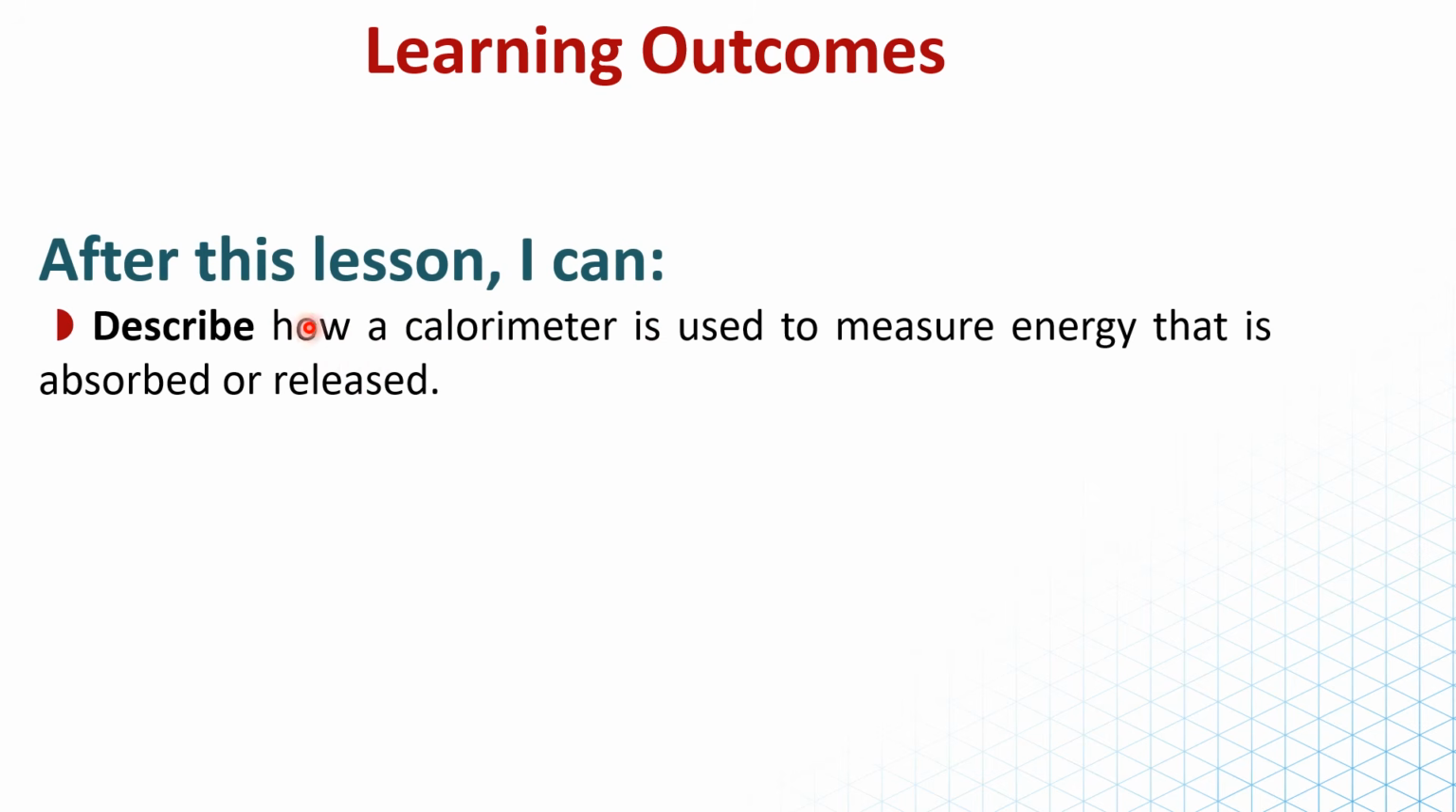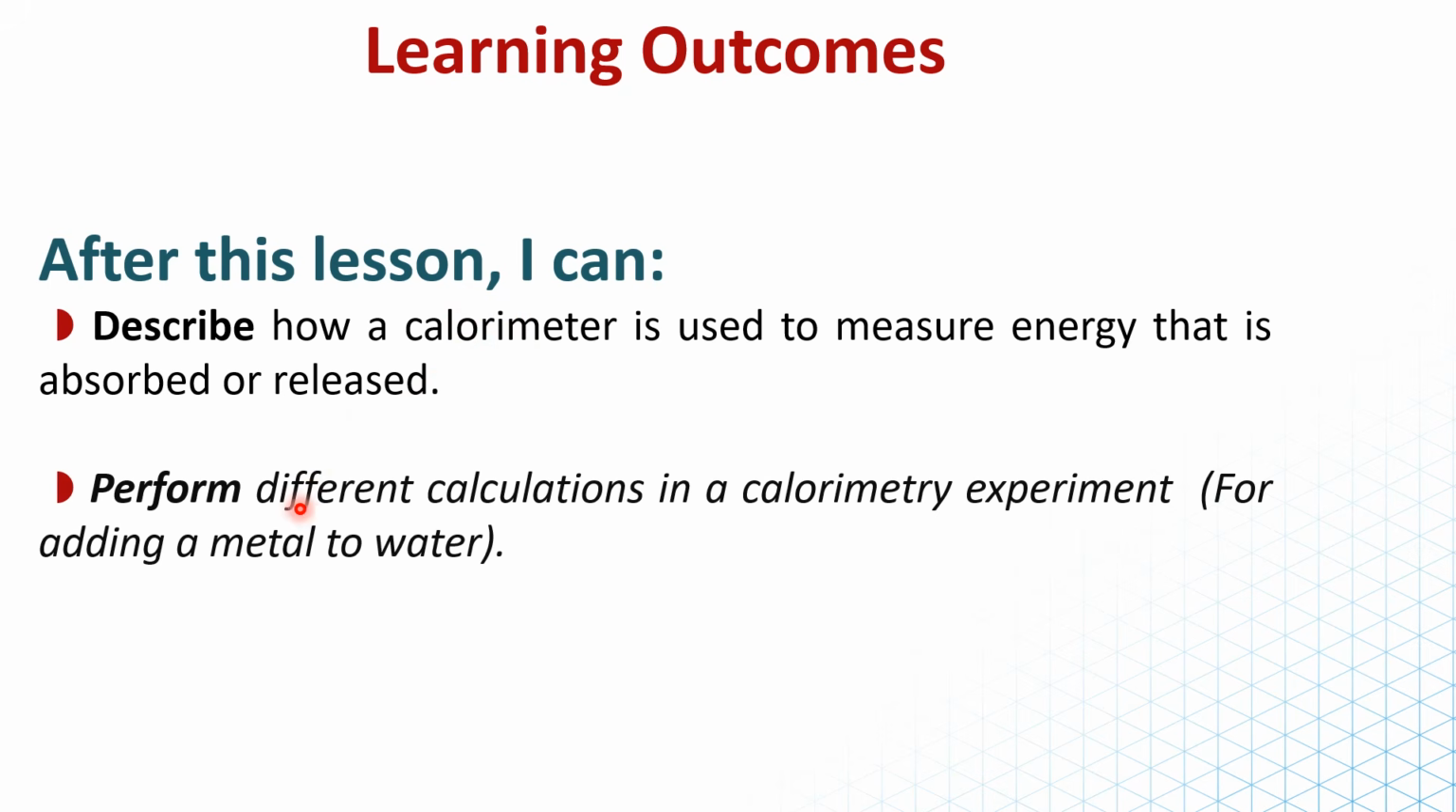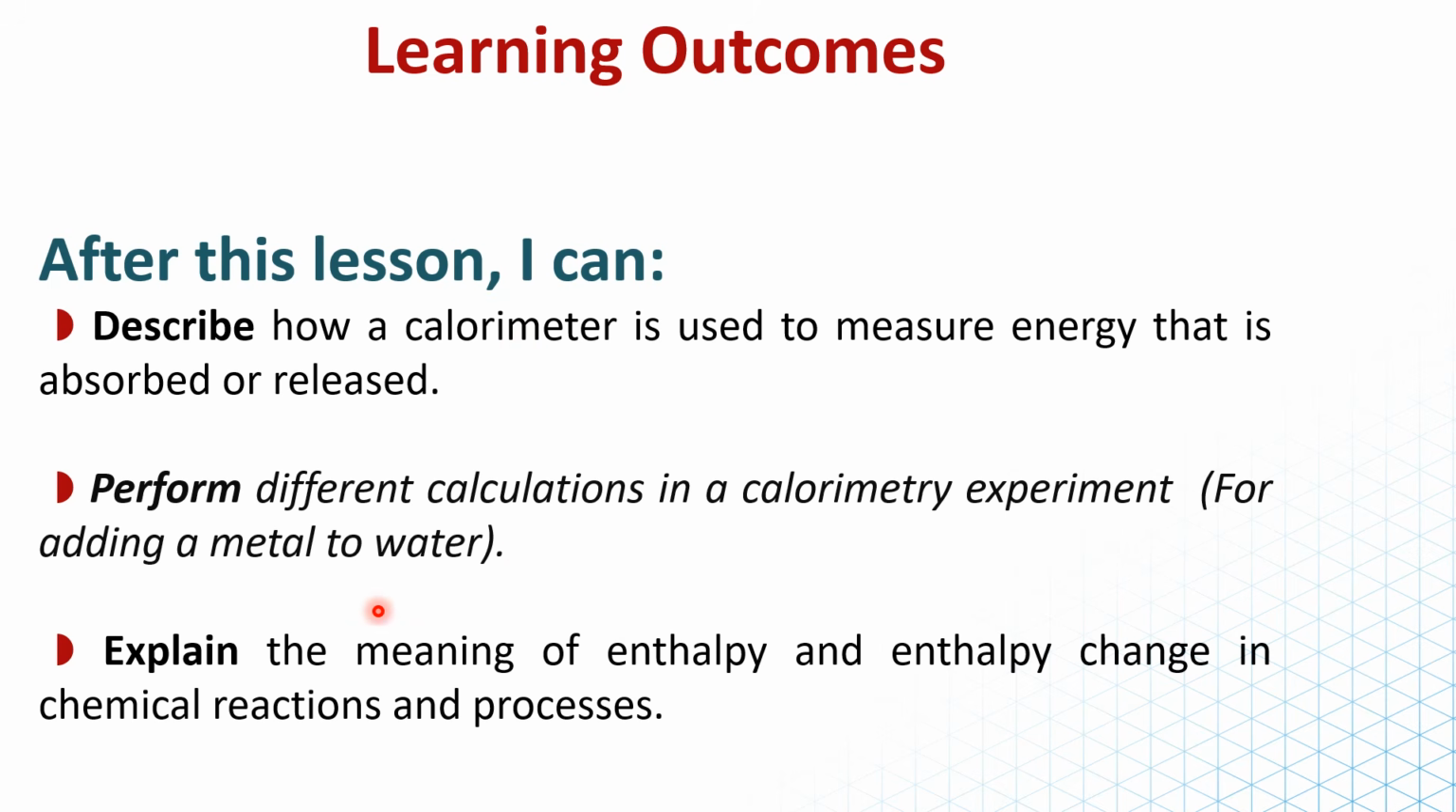All right. So what do we want to learn from this lesson, from lesson 2? After this lesson, you can, hopefully inshallah, describe how a calorimeter is used to measure energy that is absorbed or released. So we have been talking about energy, right? But how can we measure it? What helped us to measure energy, okay? So we'll learn about the calorimeter, and perform different calculations in a calorimetry experiment. So what are the calculations we use when we use the calorimeter to measure heat? And we'll explain some definitions that will help us throughout the remainder of the module, such as enthalpy change of a reaction, and so on. So don't worry about these keywords. We will learn it inshallah in the second part of this lesson.